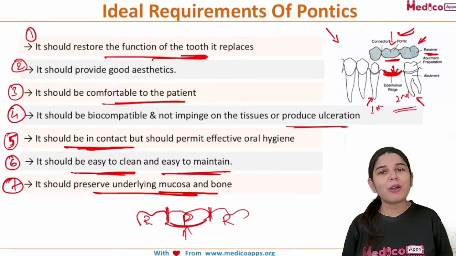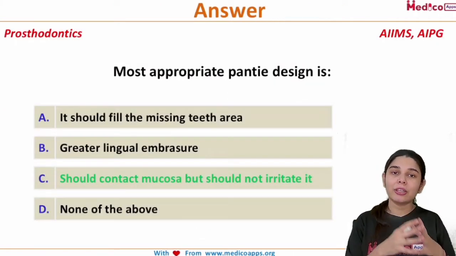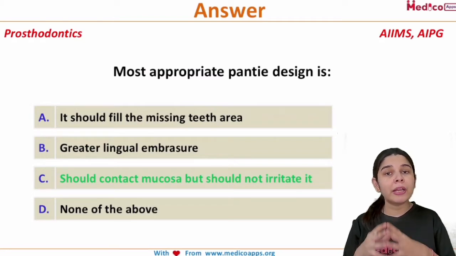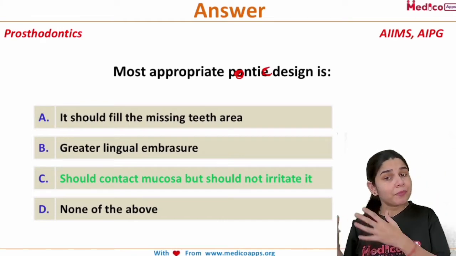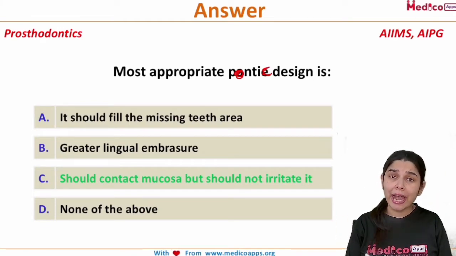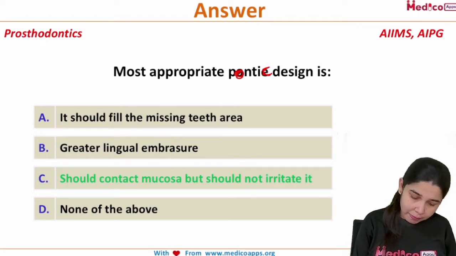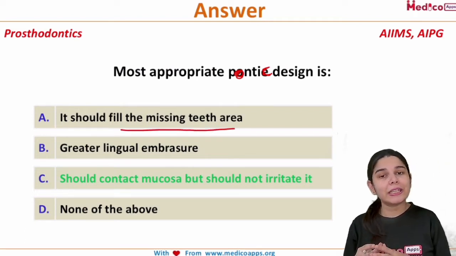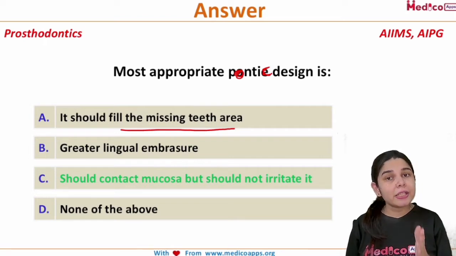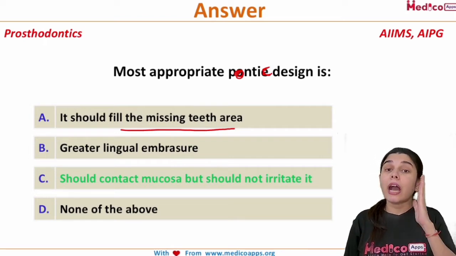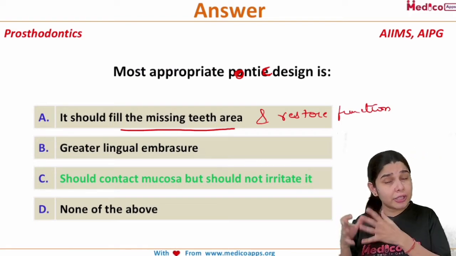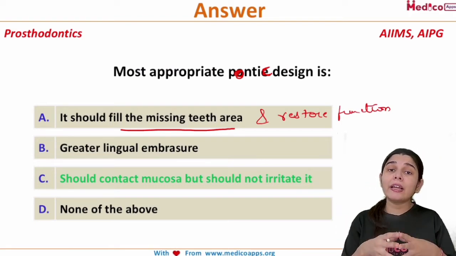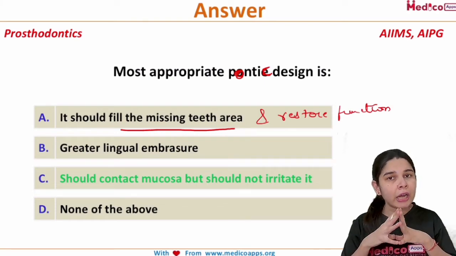So let's move back to our question. Here the question asked for the most appropriate Pontic design. What will be the important design and what is the ideal requirement? Here the first option is that it should fulfill the missing teeth area. Yes, definitely this is our first ideal requirement, but along with that it should also restore the function of that particular tooth. So is the first option fulfilling our ideal requirements? No, it is not fulfilling our ideal requirement.